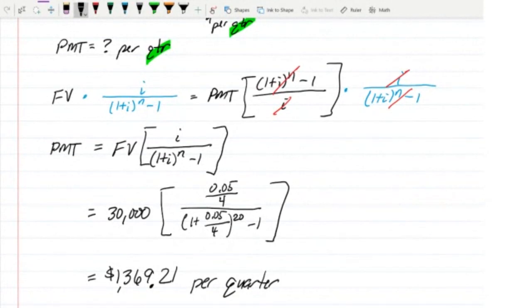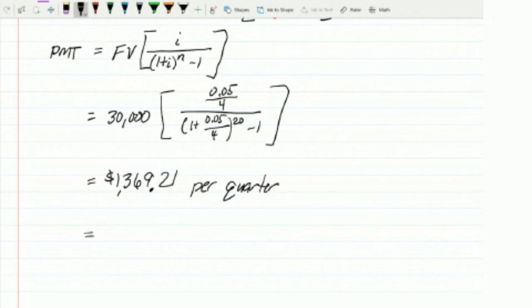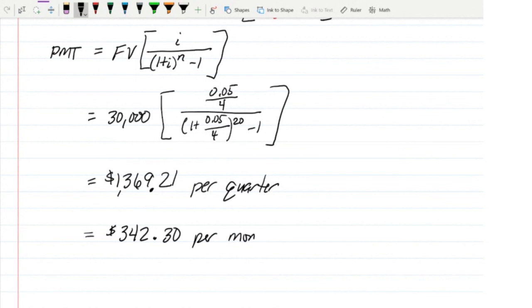So if I divided this by 4, I could make it a per month payment. You could think about that as me just putting money into the bank every month. The bank is only going to calculate every quarter. $342.30 per month. So that's not too bad. And that's actually a pretty decent payment for a car that's going to be $30,000 in 5 years.